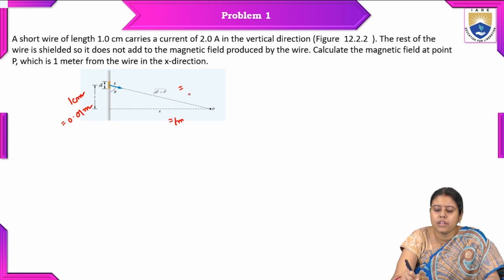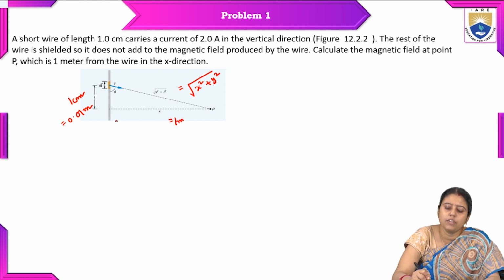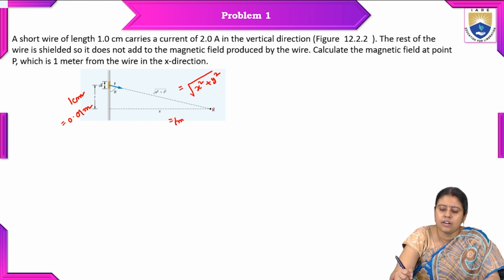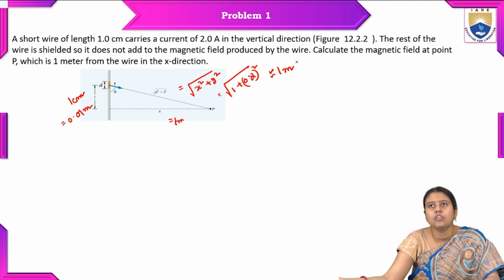What is the value of x square plus 1 square? It is the root of x square plus y square, because according to the diagram, this is a right-angled triangle. So x square plus 1 square is 1 meter square plus 0.01 square, which is almost equal to 1 meter. So we got the distance.